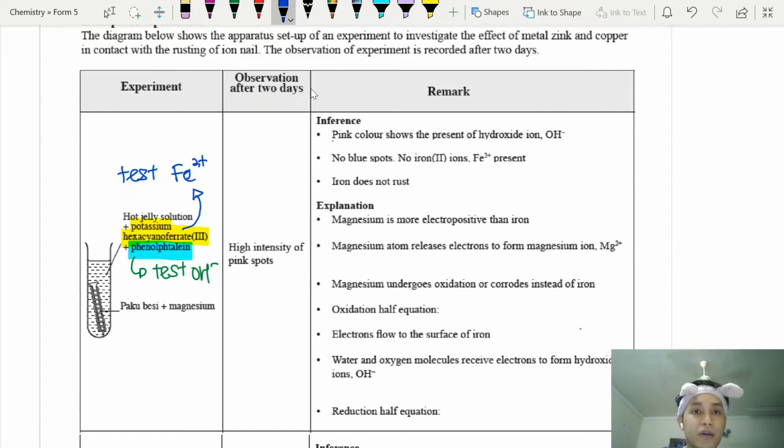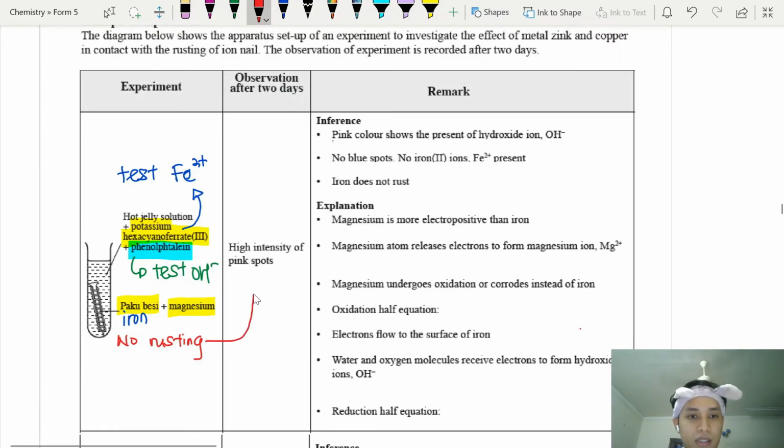Now first let us look at the metal involved here. We have magnesium and paku besi, so funny, this is in BM. Paku besi is iron. So when they give you something like this, first you check whether magnesium is higher or lower than iron. If magnesium is higher than iron, no rusting will happen, correct? Remember, if you use a metal which is higher than iron, you stop the formation of rust. So no rusting will happen.